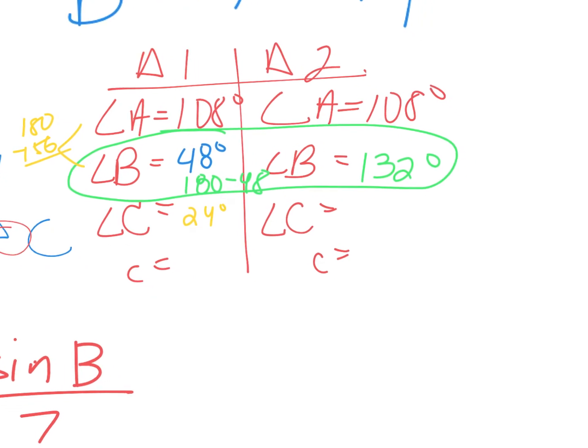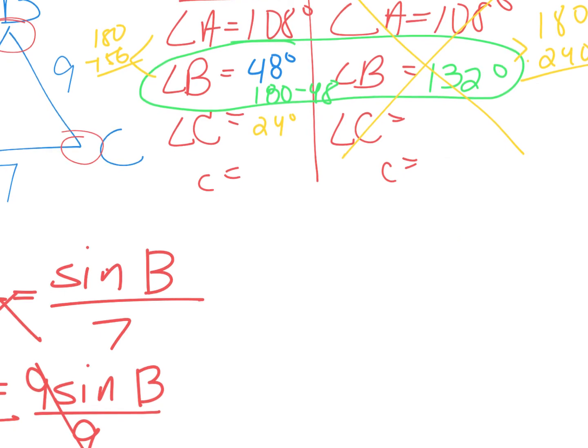108, I'm sorry, plus 132 gives me 240. Guys, what do you notice about that number? It's bigger than 180. If I say 180 minus, I get a negative number. So is there a second triangle here? This is where you guys would go, nope, no second triangle. Now, we're still missing a piece, right? We're still missing little c.